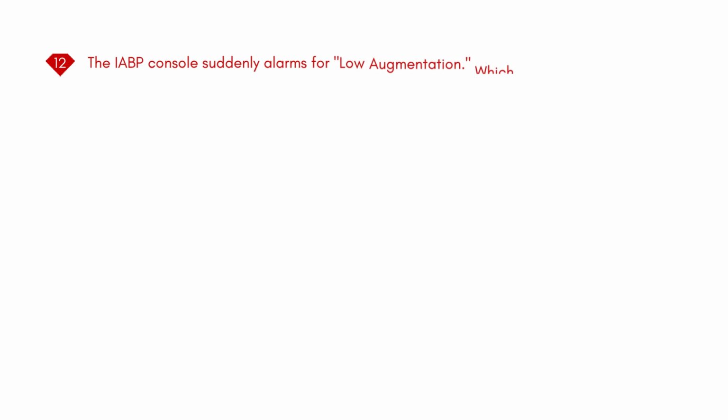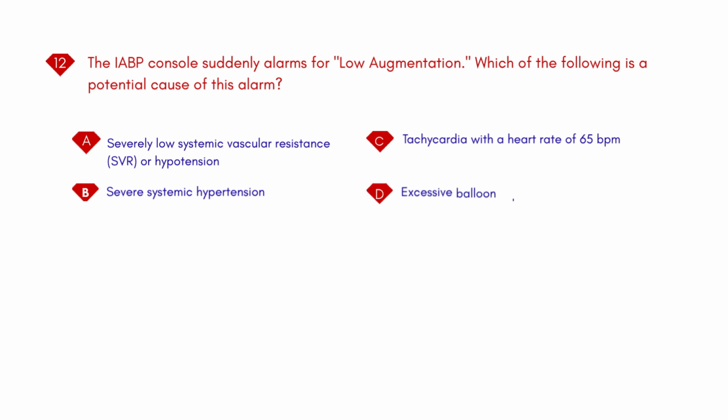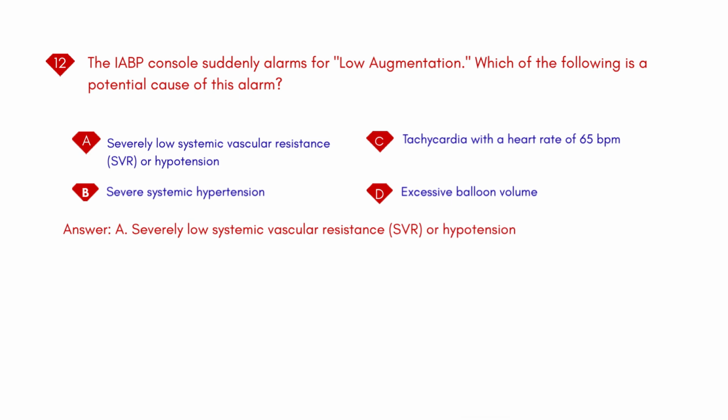The IABP console suddenly alarms for low augmentation. Which of the following is a potential cause of this alarm? A. Severely low systemic vascular resistance, SVR, or hypotension. B. Severe systemic hypertension. C. Tachycardia with a heart rate of 65 bpm. D. Excessive balloon volume. Answer: A. Severely low systemic vascular resistance, SVR, or hypotension.